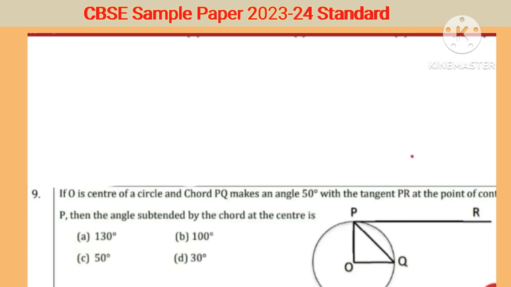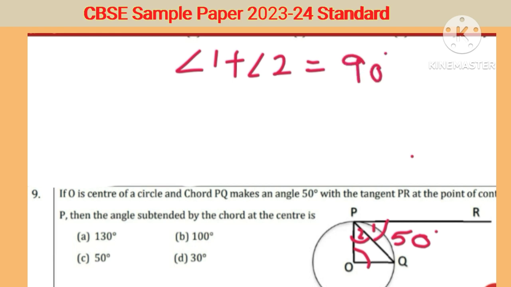Let's see question number 9. We are given that chord PQ makes an angle of 50 degree with the tangent. So this angle is 50 degree, fine. And we have to find the angle subtended by the chord at the center, that is angle O. So can I say that angle 1 plus angle 2 make 90, right? Angle 1 plus 2 is equal to 90. So if angle 1 is 50, may I say angle 2 is 40?